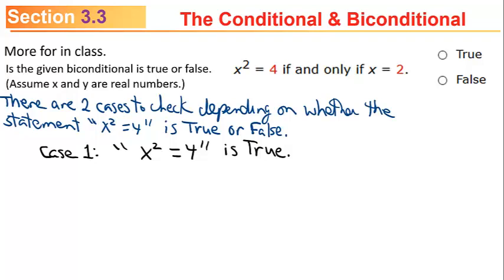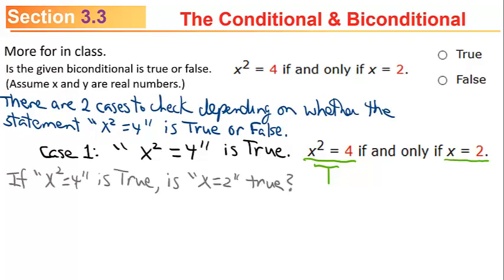Remember, a biconditional is only true if the truth values of the left statement and the right statement match each other. So if the left statement, x squared equals 4, is true, then in order for the biconditional to be true, the right statement, x equals 2, has also got to be true. But think about that. If x squared equals 4 is true, do we know that x equals 2 is true? Think about that a minute. If x squared equals 4 is true, is x equal 2 true?